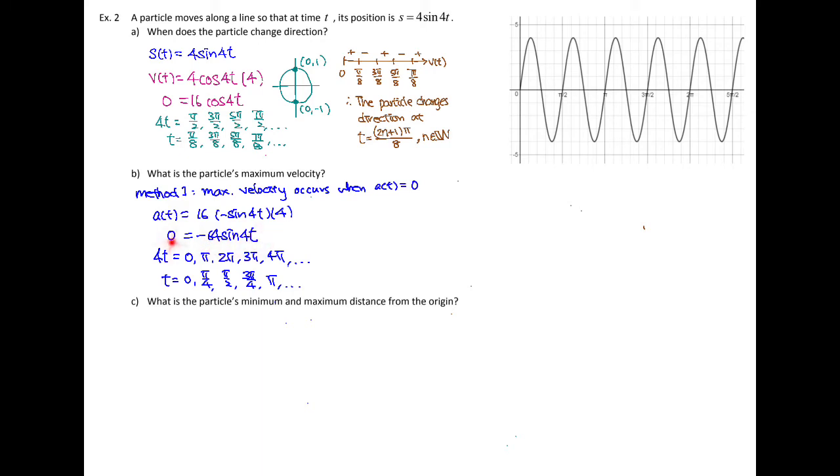And then we let it equal 0 to find the critical points, which are 0, pi over 4, pi over 2, 3 pi over 4, pi, and so on.